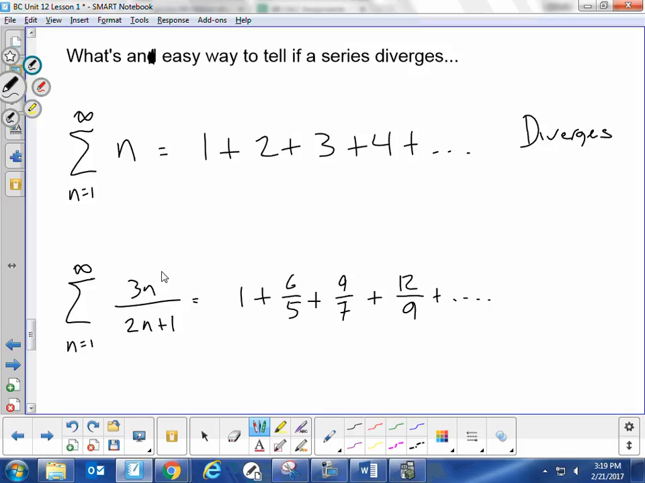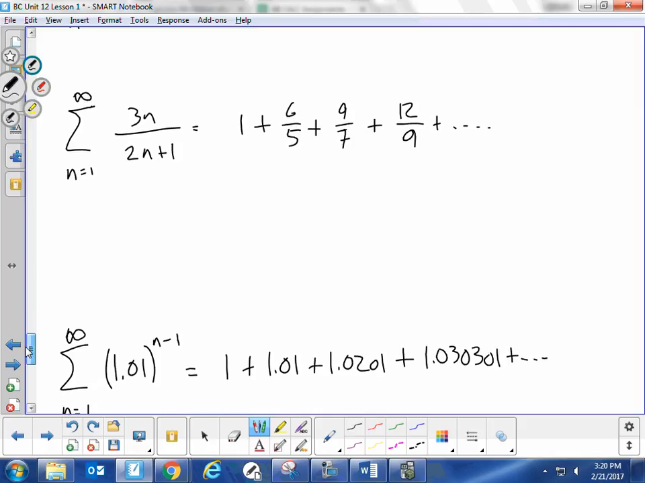How can we tell that that's going to diverge? The top is going faster than the bottom. So that means what? Yeah, the values here are ending up larger over time. We are adding a larger value.